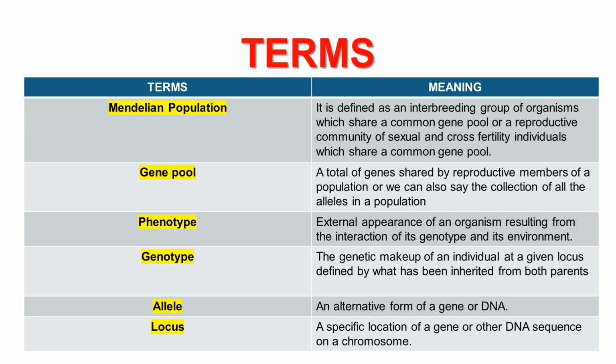Phenotype. External appearance of an organism resulting from the interaction of its genotype and its environment. Genotype. The genetic makeup of an individual at a given locus, defined by what has been inherited from both parents. Allele. An alternative form of a gene or DNA. Locus. A specific location of a gene or other DNA sequence on a chromosome.